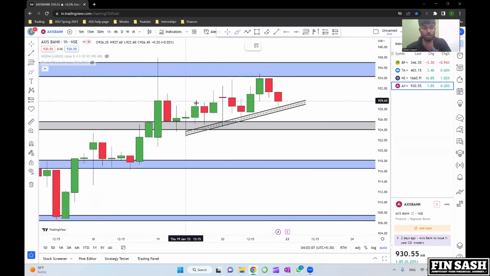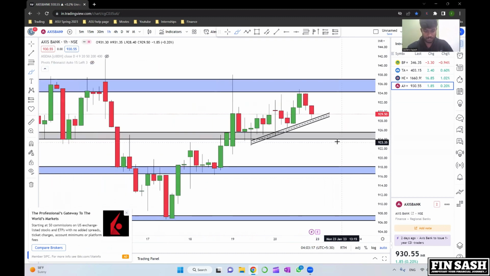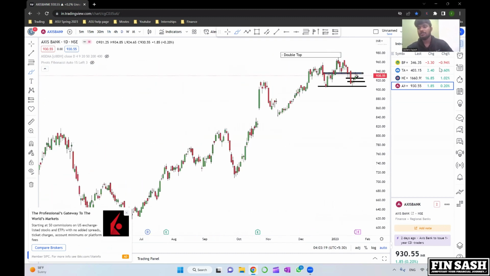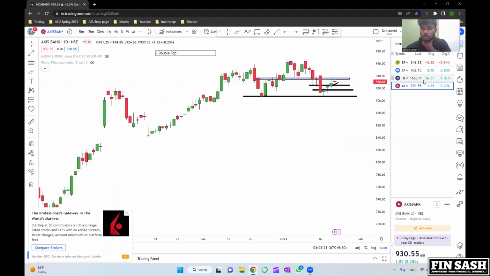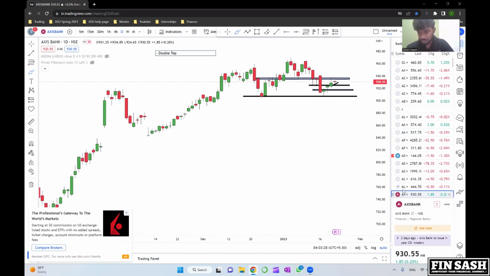So the first clue that the stock is going bearish is when this trend line breaks. And after that, when this level breaks and gives a retest, it's a good trading opportunity. So there's 4 stocks for intraday. Let's move on to swing trading stocks.